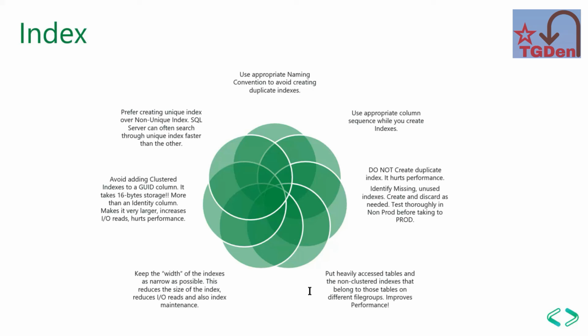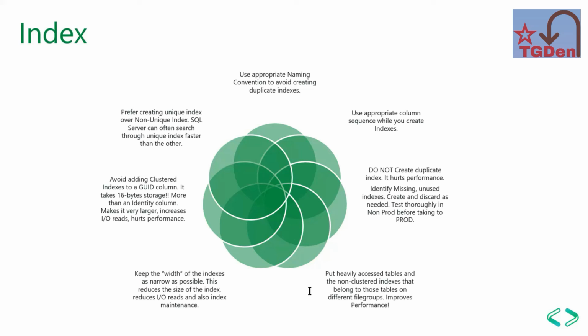So what it says is, use appropriate naming convention to avoid creating duplicate indexes, which is very important. Why? You might have noticed different projects, different people, different DBAs, everybody has their own understanding of creating index names differently. And that causes confusion. Why? Because I know to create an index with a certain naming convention. Other people just create a name, let's say.